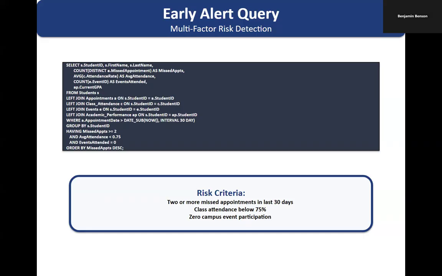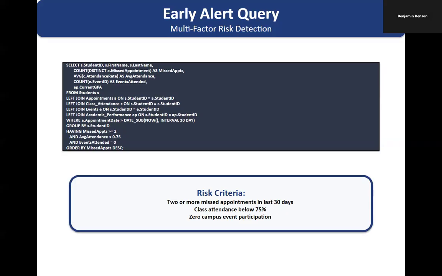We're getting current GPA. We are also getting the number of appointments that they've had, the class attendance that they've had, the events that they've had from these different tables. But more specifically, we're only looking at the appointments that have a date within the past 30 days. We're grouping everything by student ID, so we all get one row for everything, so it's nice and clean.